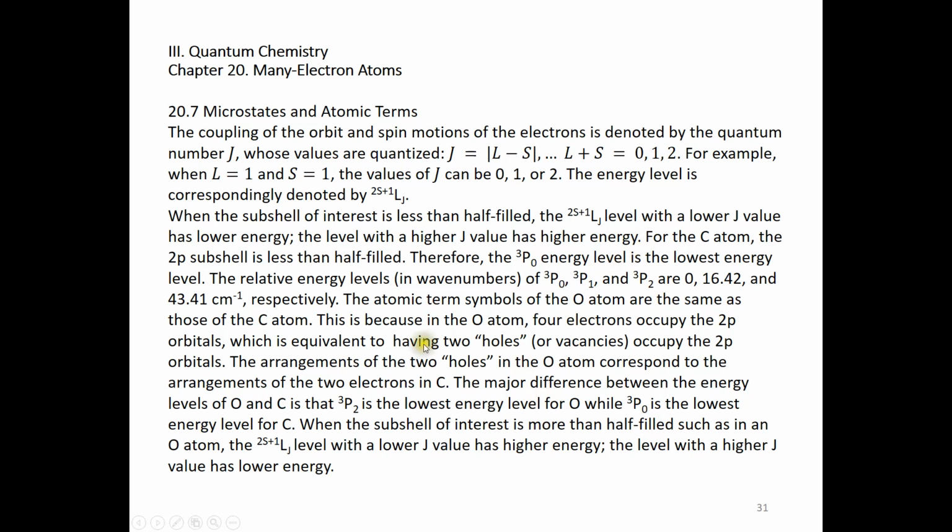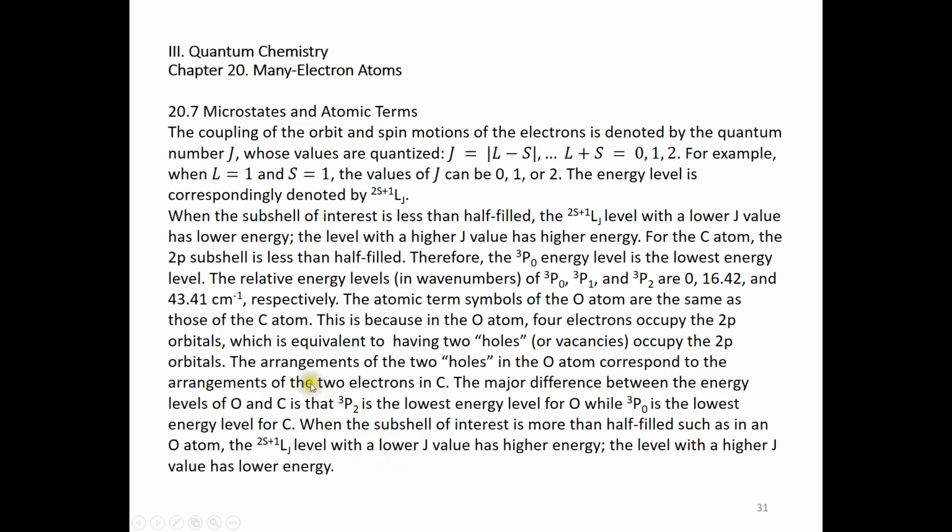But there's a difference between the oxygen and carbon atoms. Well, for oxygen, the 3P2 has the lowest energy. For the carbon atom, 3P0 has the lowest energy. Well, if the subshell of interest is more than half filled, then the energy level with a lower J has a higher energy. The level with a higher J has a lower energy.